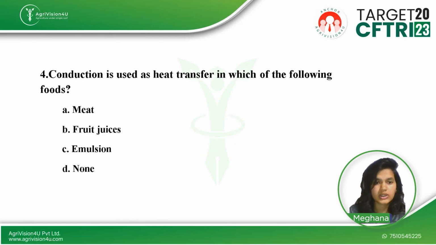Then comes the fourth. Conduction is used as a heat transfer in which of the following foods? The first option is meat, the second option is fruit juices, the third option is emulsion, and the fourth option is none of these. Here the right answer is A, that is meat. Conduction is nothing but the transfer of heat through direct contact of the particles. It will be majorly seen in solid material. So option A is the right answer.